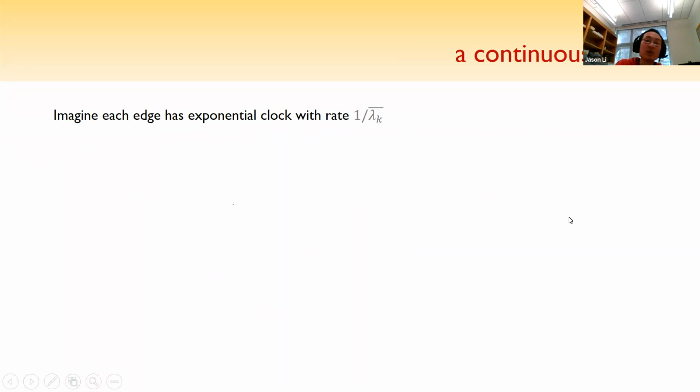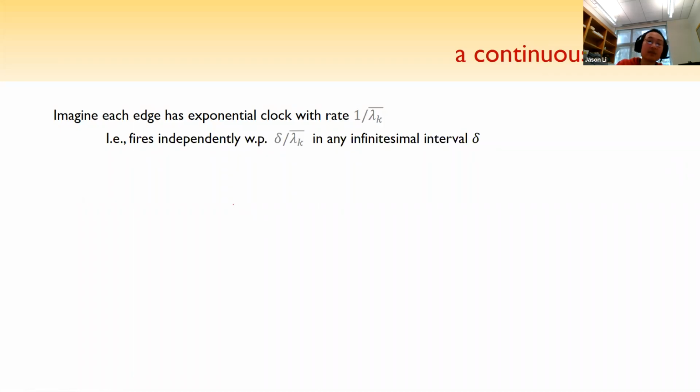From now on, it will be more useful to think of the Karger-Stein randomized contraction process from a more continuous perspective. So here, let's imagine that every edge has an internal exponential clock with rate 1 over lambda k bar. What that means is, imagine a very small interval delta. On each time step delta, each edge will independently fire with probability delta over lambda k bar. And whenever an edge fires, we contract that edge.